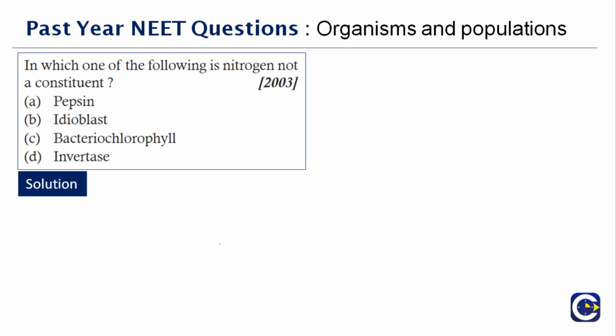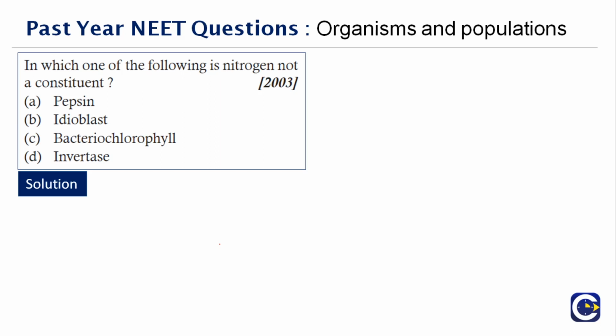Pepsin is an endopeptidase that breaks down proteins into smaller compounds called amino acids. It is produced in the chief cells of the stomach lining and is one of the main digestive enzymes in the digestive system. Therefore, it requires nitrogen. Next, moving on to the idioblast. What is this actually?